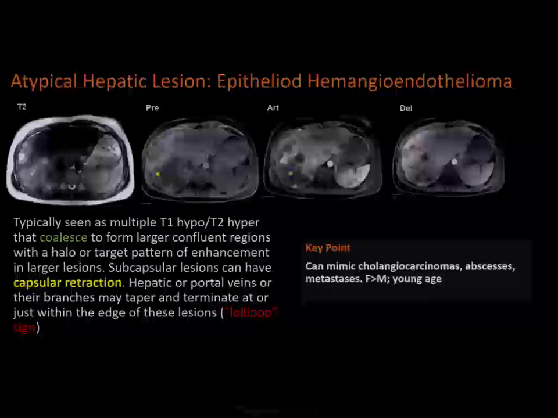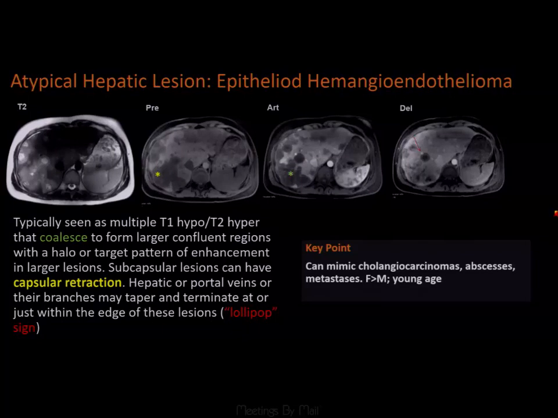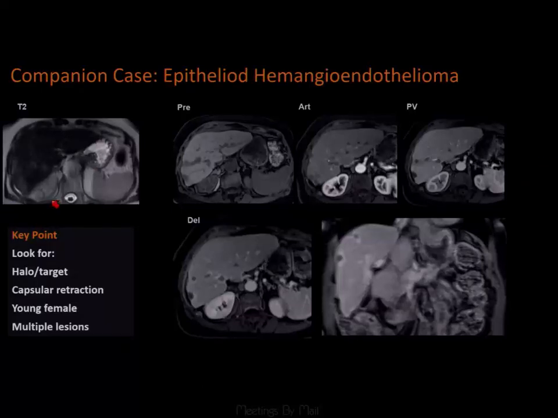This is a case of epithelioid hemangioendothelioma. And the key point here is that they can mimic cholangiocarcinomas or abscesses or mets, but they do typically occur in young females. They can coalesce to form larger confluent regions. They can have capsular retraction. And a key point here is that they can demonstrate this lollipop sign where a hepatic or a portal vein branch can terminate right at the edge of these lesions. This is just a quick companion case, shows very similar findings, T2 hyperintense lesions in the subcapsular location that can coalesce, has this target or halo appearance, and again, this was epithelioid hemangioendothelioma.